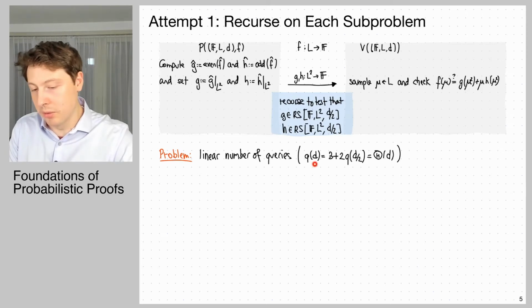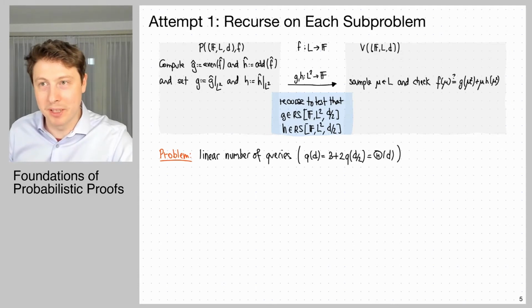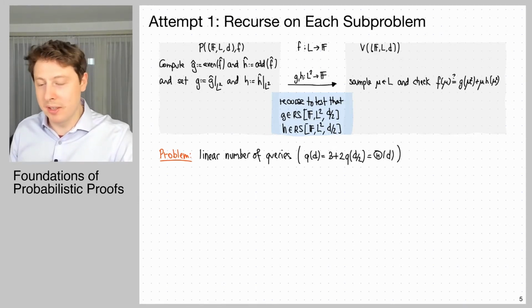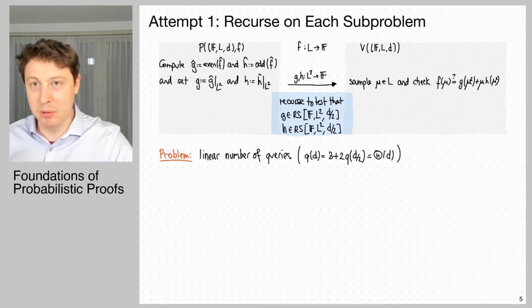This is the recursion. It's a bit of a silly thing. Q of d is 3 plus 2 times q times d over 2, right? That's order of d queries. So that's definitely not within the ballpark where we want it to be. Whatever this protocol is doing, it's not doing a small number of queries.